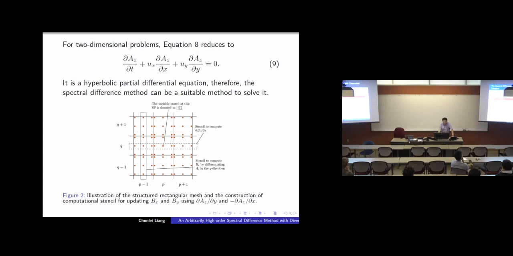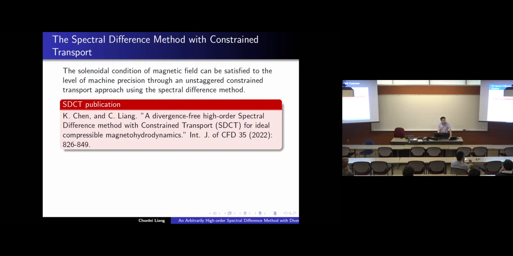So we didn't manage to publish an article, and we stopped this part of the research. Briefly, we wanted to control divergence B to be zero, but we controlled it too seriously, in a way that our entire algorithm becomes very cumbersome. It's not very friendly for parallel computing either. Mathematically it's good, right? We are indeed controlling the divergence of B to machine precision, and we demonstrate that through this publication.